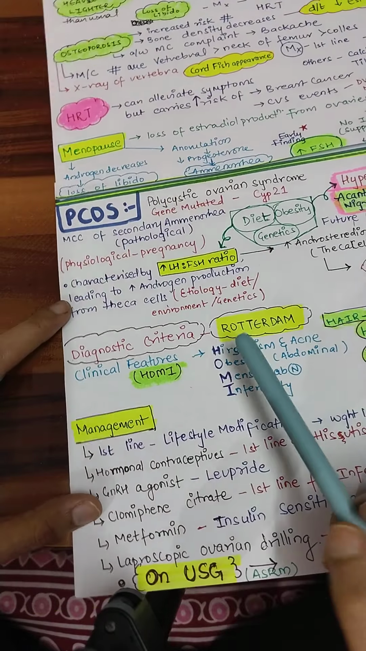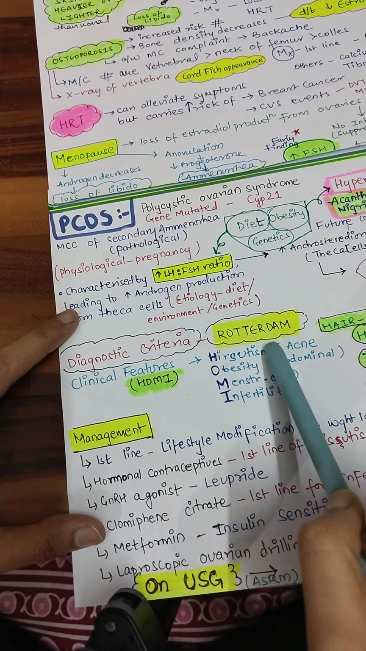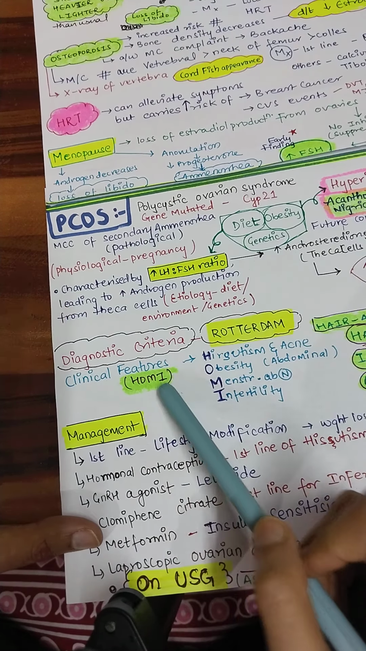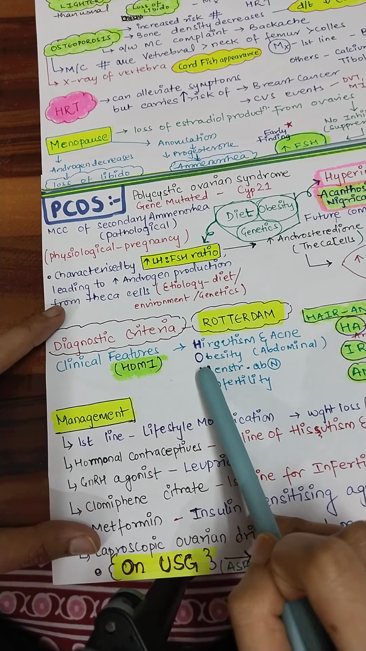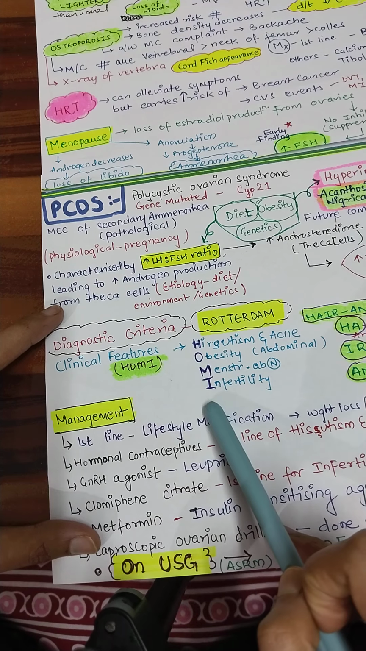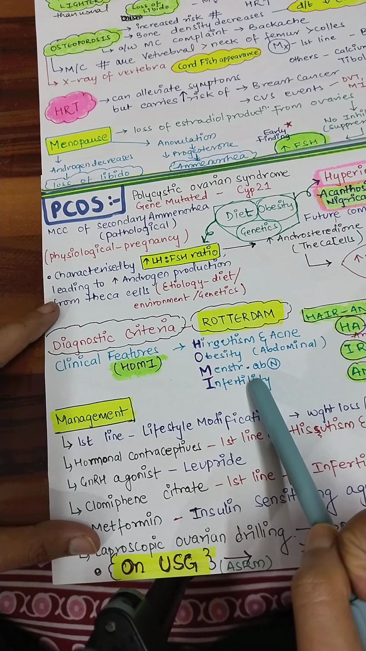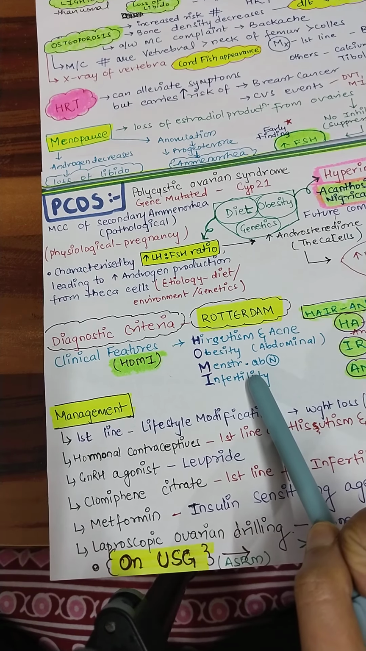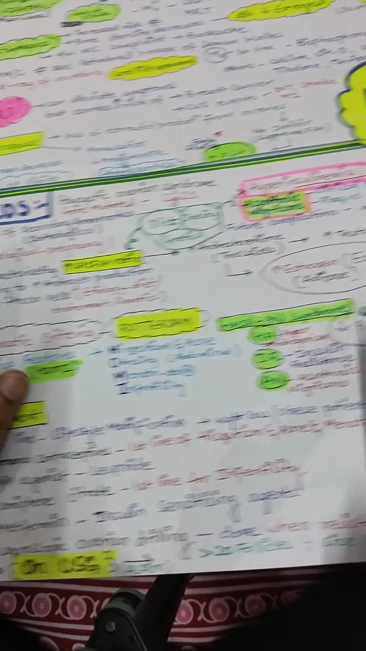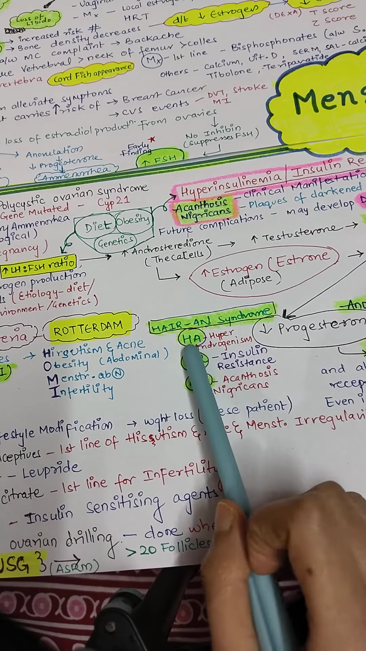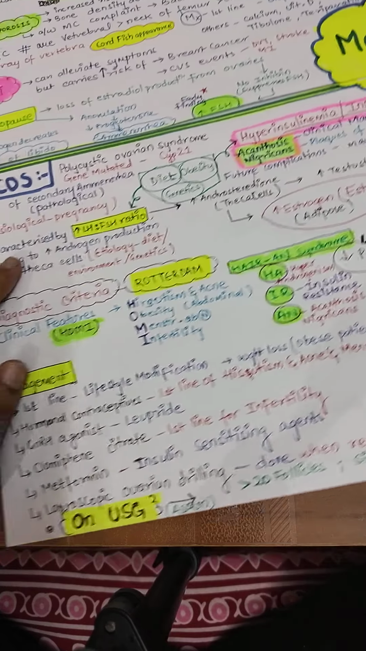Then, the most important diagnostic criteria we use in PCOS is the Rotterdam criteria. Clinical features of PCOS can be remembered by HOMI: hirsutism, acne, obesity, mainly abdominal. But that doesn't mean that PCOS will occur in obese patients only. It can affect thin females also. Menstrual abnormality, infertility, and HAIR-AN syndrome: hyperandrogenism, insulin resistance, and acanthosis nigricans.